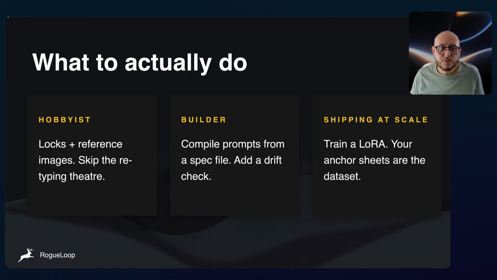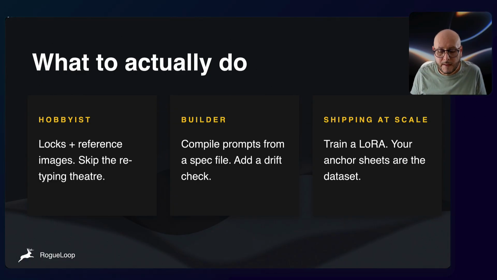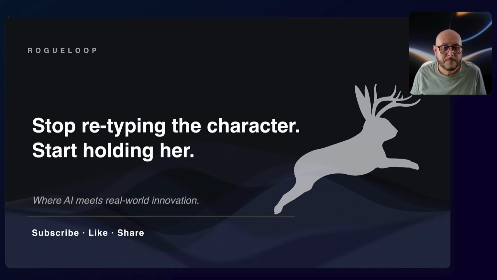What should you do? Well, if you're a hobbyist, like I've been doing, create your logs, create your reference images, and skip the retyping theater that I was doing. If you're a builder, maybe compile prompts from a spec file, add a drift check later on. If you're shipping at scale, have a look at training a LoRA. That will probably be much better for you. It may take you more time, but in the long run, it may pay off.